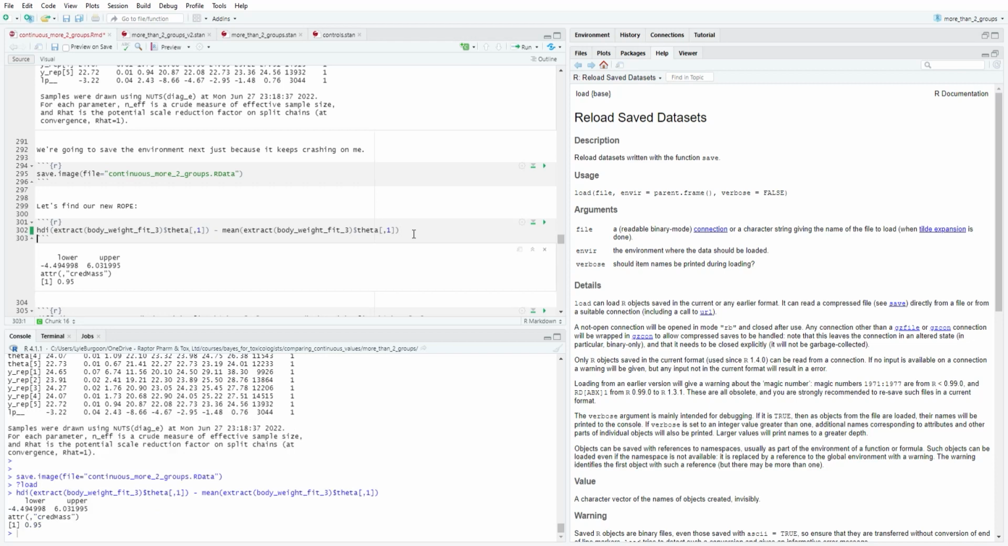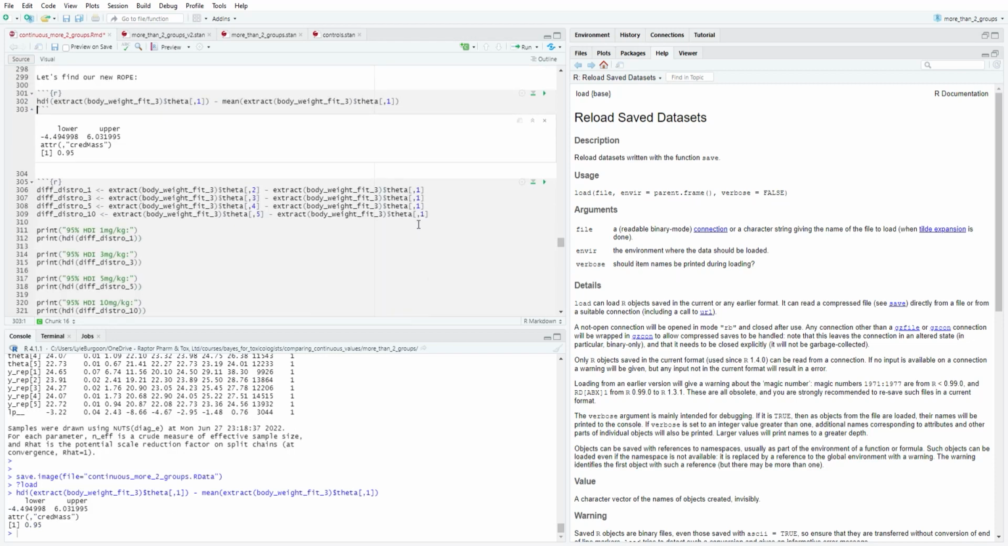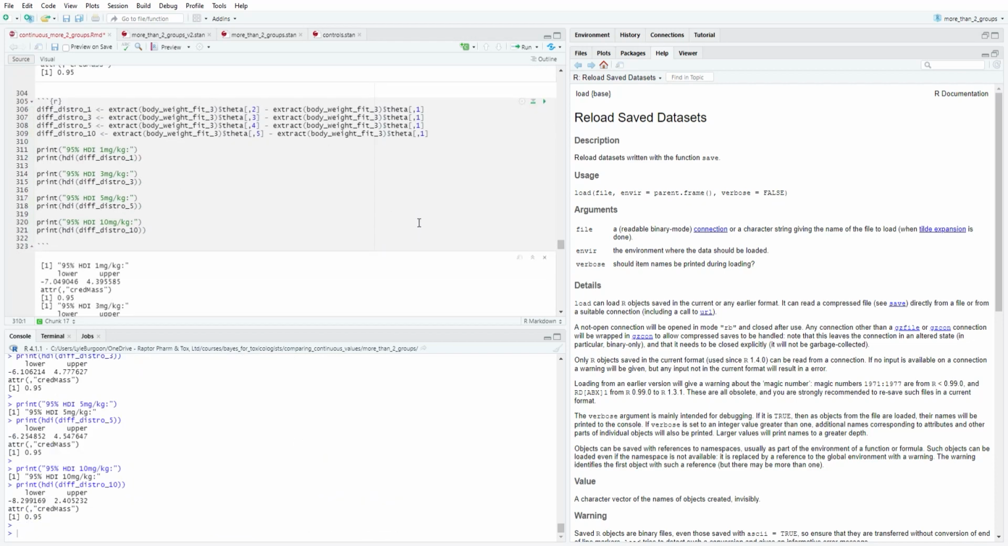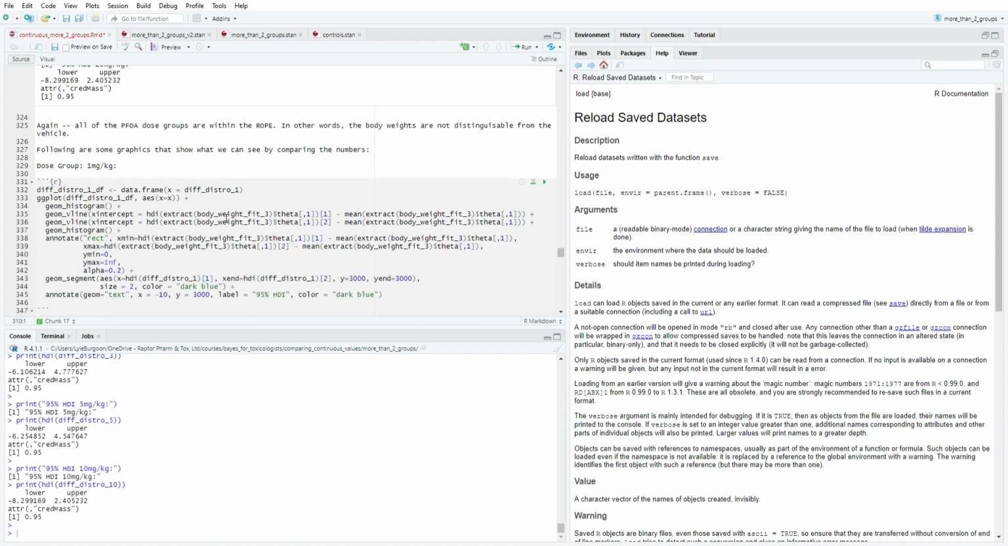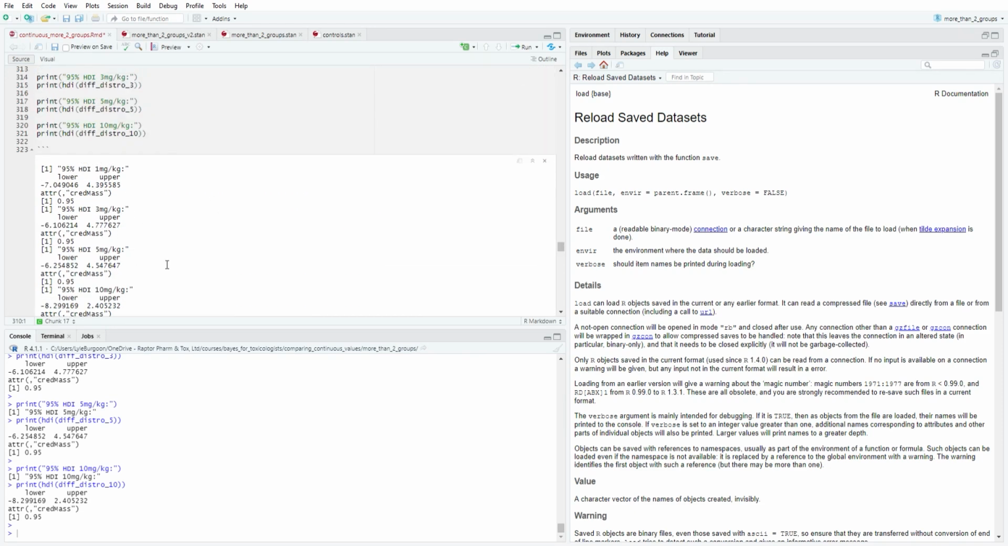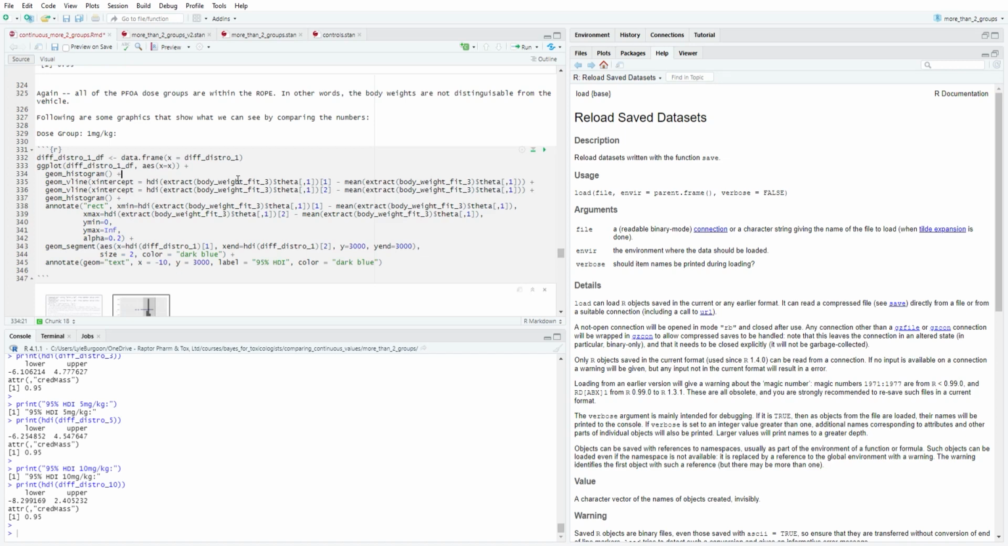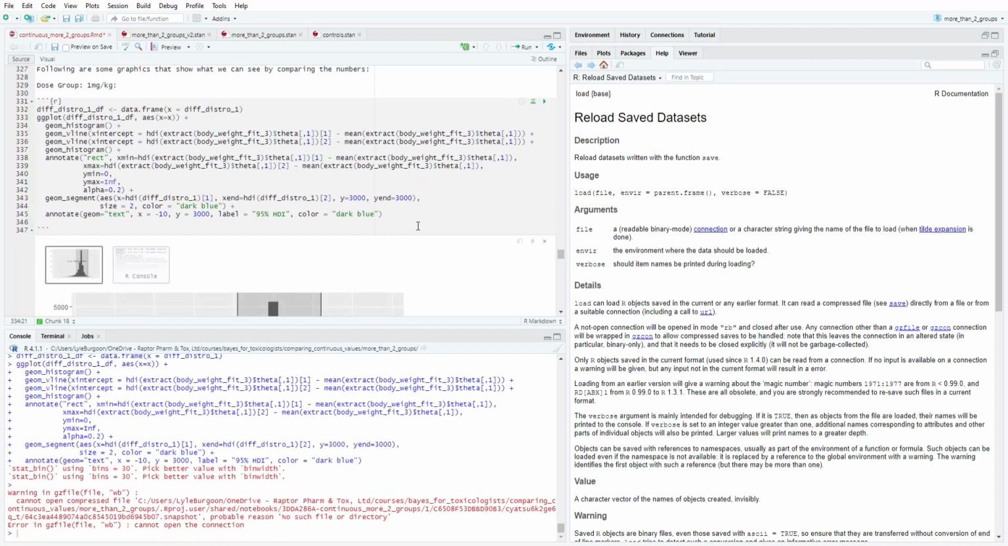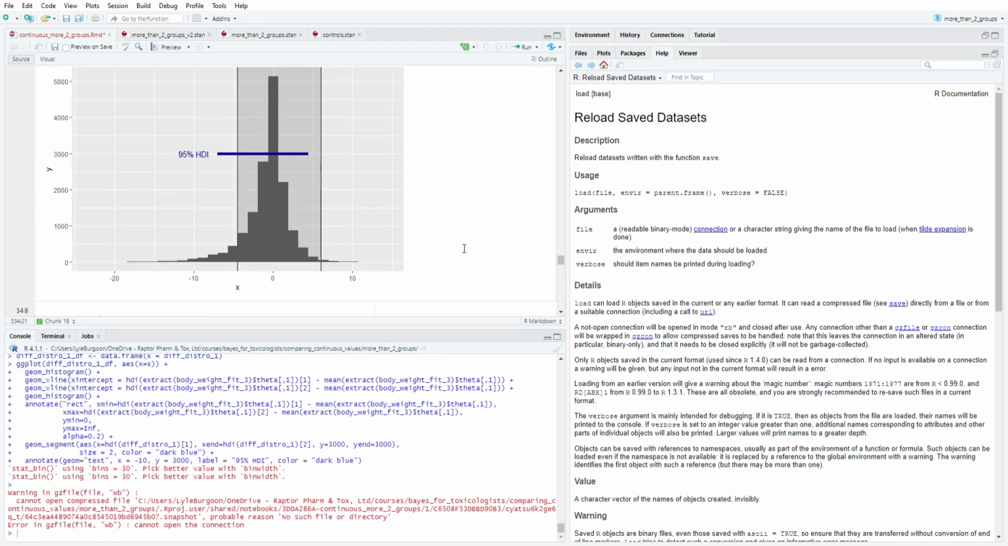Again, we're going to calculate our rope, same way as we normally do. Going to calculate the difference distros. But this time, rather than going through all this, I want to show you something really cool. We can graphically show it like this. Ta-da! This is the 95% highest density interval. So on this distribution, it goes from here out to here.